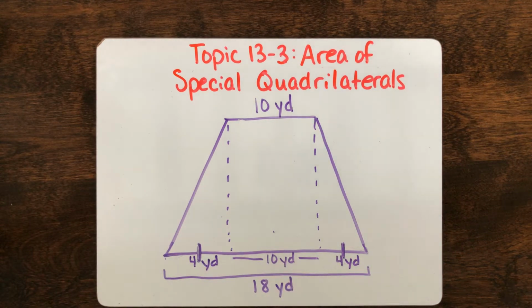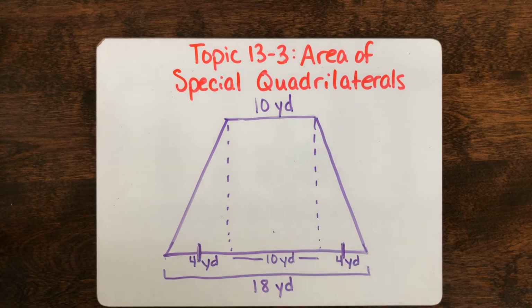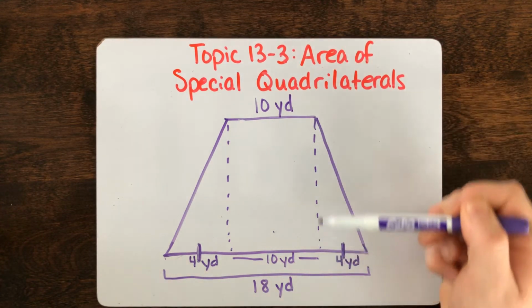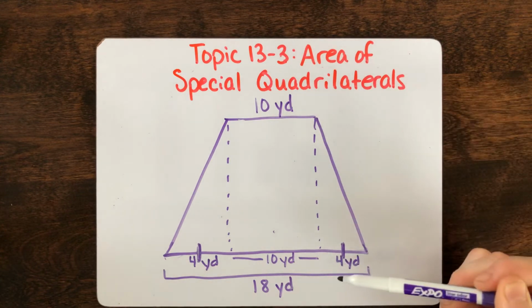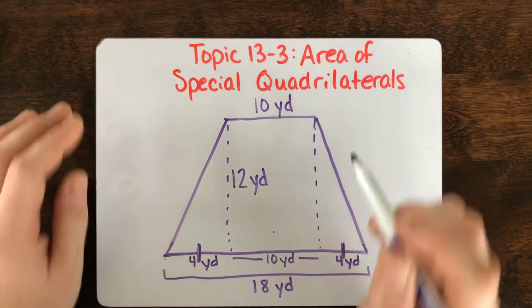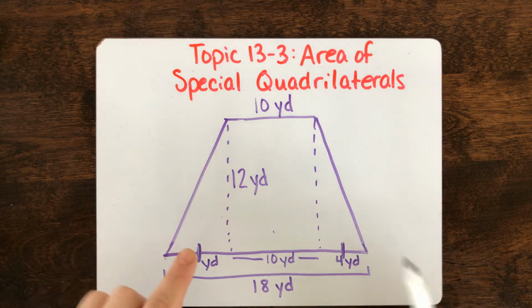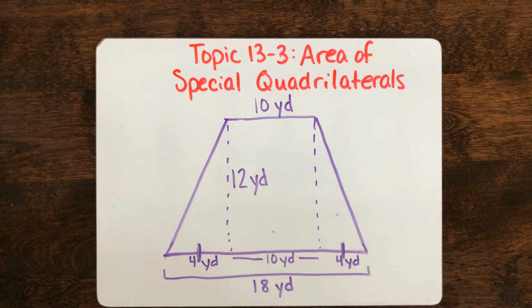So now, what are we missing to find the area of these triangles and this rectangle? What are we missing? Well, we don't know the height, okay? So that's also something I'm going to give you as well. Now, the height is 12 yards, okay? So now, with all of this information given, we didn't know how to find the area of a trapezoid, but we do know how to find the area of a triangle and a rectangle. And we can use all of this information to do that, all right?